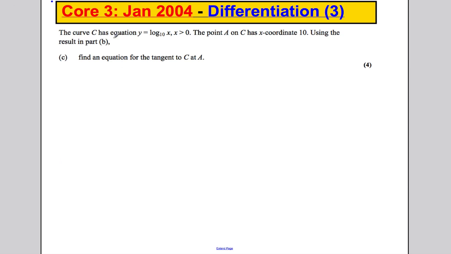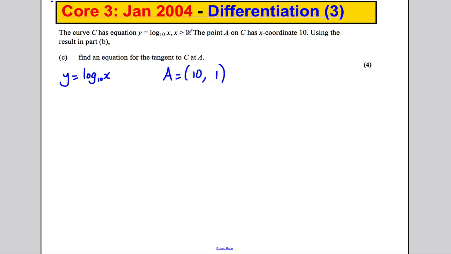Part C, this curve, y is equal to log base 10 of x, where x is bigger than 0. The point A on the curve has x coordinate 10. Always handy to work out what the equivalent y coordinate is at that very point. So if we put x in here and we type in our calculator log base 10 of 10, we get the answer 1. Well, of course we do, because 10 to what power gives me 10? 10 to the 1.